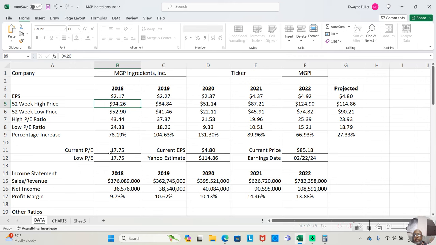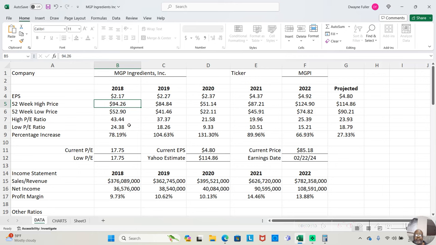The earnings report dropped on February 22nd. And Yahoo analysts estimate that this company can go up to $114.86 a share in the next 12 months from its current price of $85.18 a share.